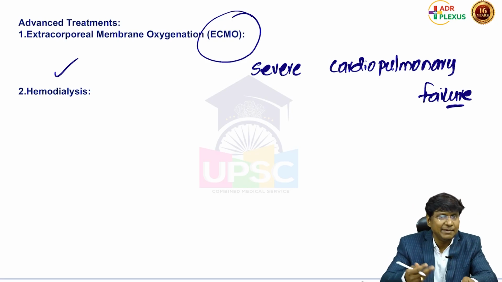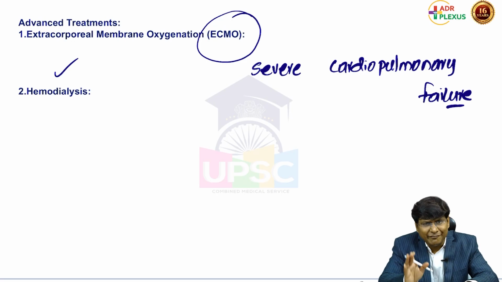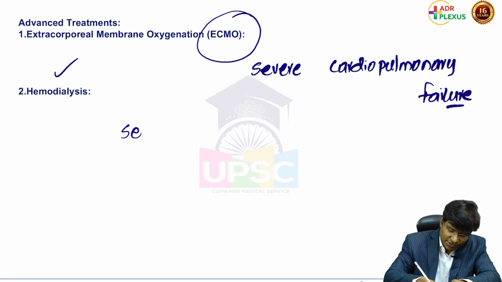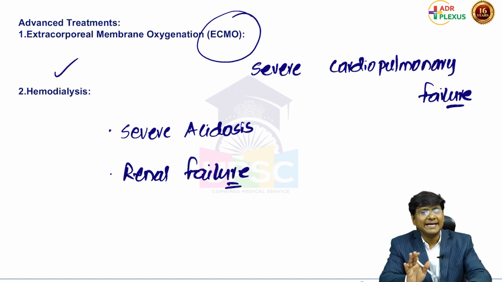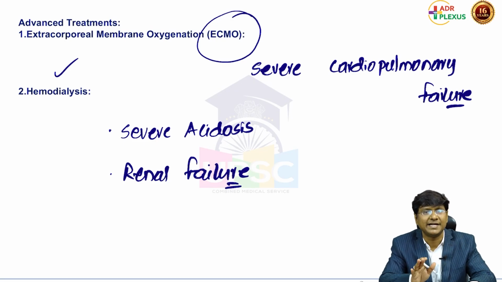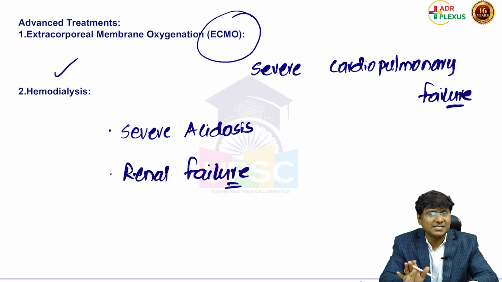Then next is hemodialysis. Although not effective in removing the phosphine gas, hemodialysis can be useful for managing the severe acidosis. So to manage the severe acidosis refractory to sodium bicarbonate, and to manage the renal failure and the respective electrolyte abnormality, hemodialysis should be done. It is not for removing the phosphine gas, it is for managing the severe acidosis and the renal failure. So this is about aluminium phosphide poisoning.